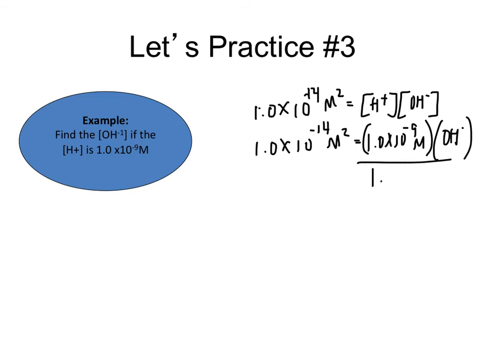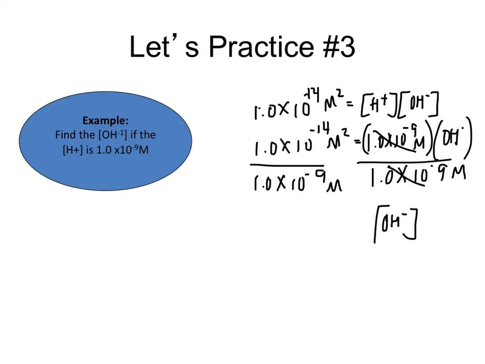In order to do that, I would divide both sides by 1 times 10 to the 9th. And the great thing about these simple numbers that we're working with right now is that we really don't need a calculator. The hydroxide ion concentration, 1 divided by 1 is 1. When we're dividing two numbers in scientific notation, we subtract the exponents from each other. So negative 14 minus negative 9 would give me 1.0 times 10 to the negative 5th as my answer.